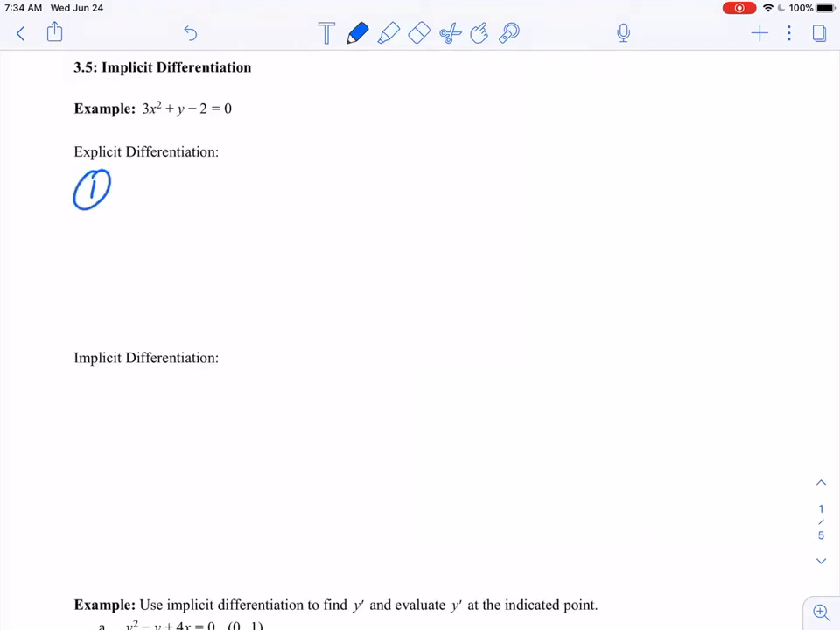There's really two steps to it. First, you need to solve for y. And most of the time, we haven't had to do this step because most of our functions are always y equals f of x, where we already have y by itself. But if we don't have y by itself, kind of like we don't here, we need to get y by itself. So I'm going to subtract 3x squared from each side. I'm going to add 2 to each side. And that will give me y equals 2 minus 3x squared.